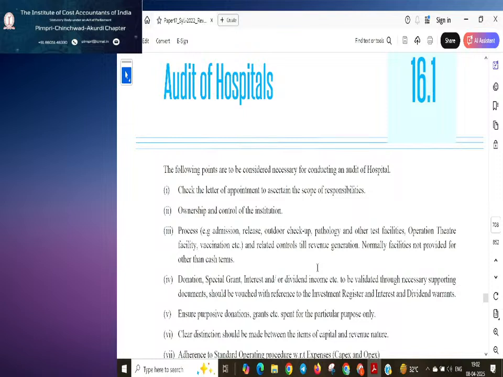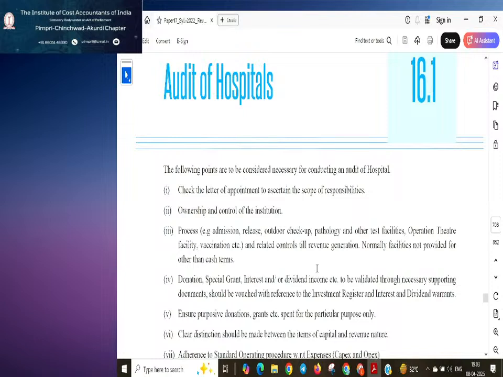So first, let us look into audit of hospitals. When it comes to hospitals, what are the things an internal auditor is supposed to do? Okay, so the first one is to check the letter of appointment to ascertain the scope of responsibilities, ownership, control of that particular institution. Where does it lie? Who is responsible? And where the escalation is to be done. Is there clarity about all these things? And the record proof on who is going to take it up are the first two points regarding internal audit of a hospital.